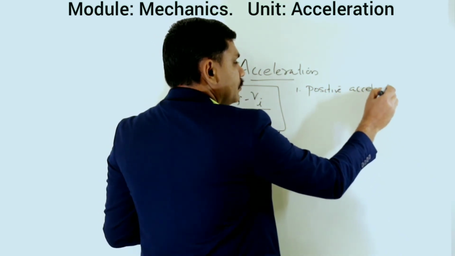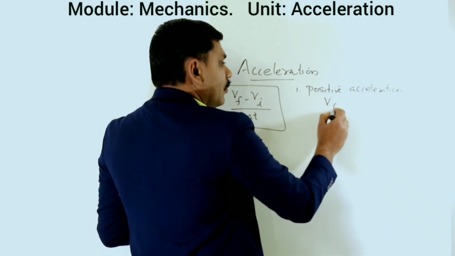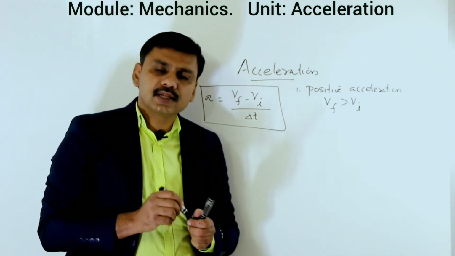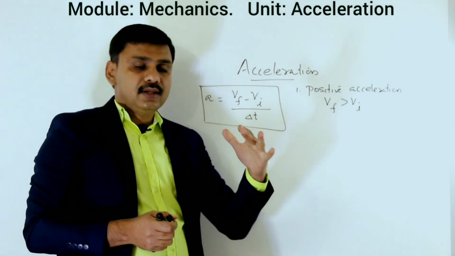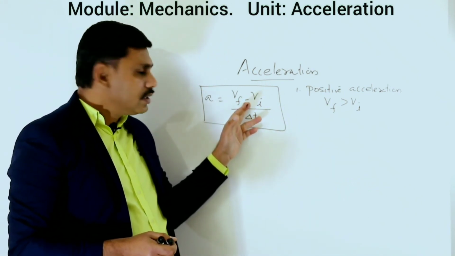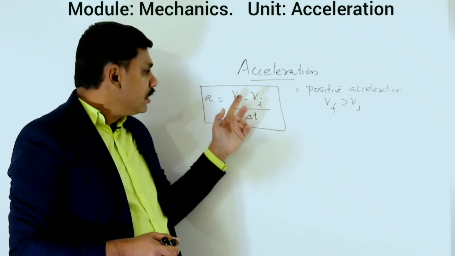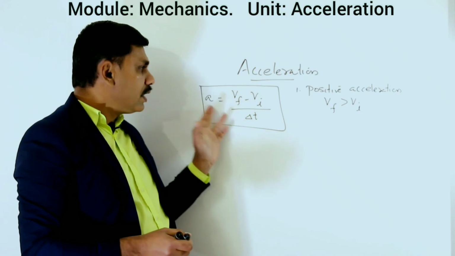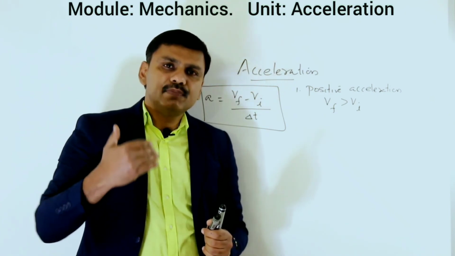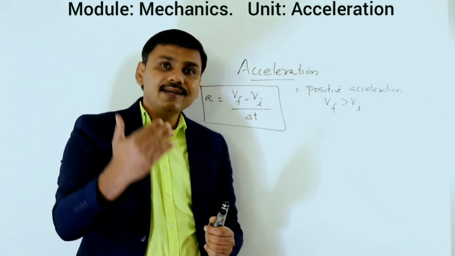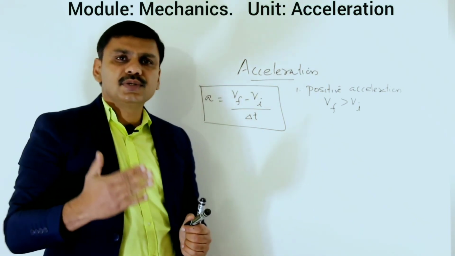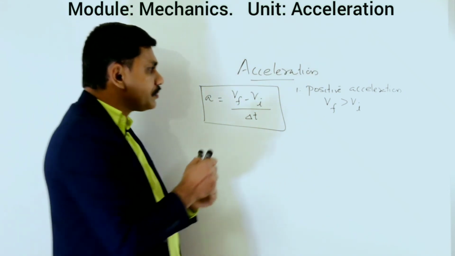Positive acceleration. What is the condition for that? Vf should be greater than Vi. The final velocity should be greater than the initial velocity. Then only the acceleration becomes positive acceleration. As you can see from the equation, if Vf is greater than Vi, this difference will be positive and you will get a positive acceleration. During positive acceleration, the speed or the velocity of the object is increasing as time increases.